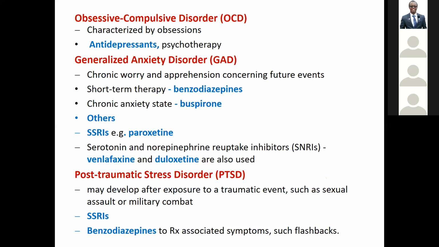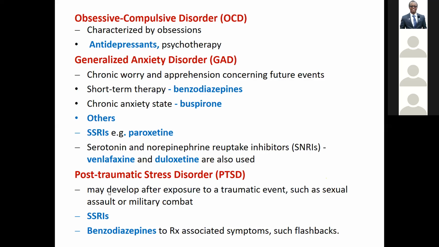Even then, at this point, I want you to tell me which are the adverse effects of buspirone. So if a patient is using buspirone for management of chronic anxiety, I would like you to tell me what the adverse effects are. You can also use SNRIs, especially venlafaxine. Duloxetine, you remember, is used mainly for painful disorders.